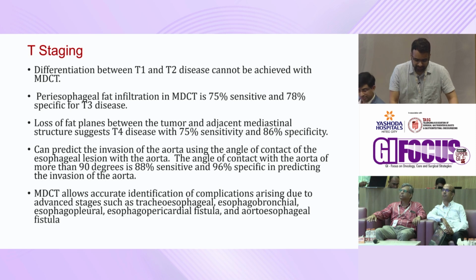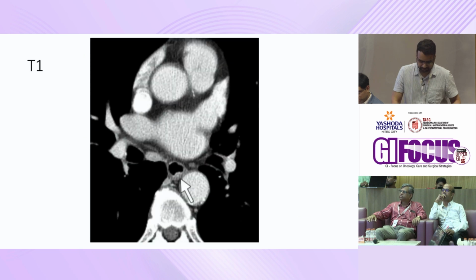One of the drawbacks of CT is that it is difficult to differentiate between T1 and T2 disease. For paraesophageal fat infiltration, the sensitivity is 75% and specificity 78% for T3 disease. And loss of fat plane between the tumor and adjacent mediastinal structures suggests T4 disease, which shows 75% sensitivity and 86% specificity. It can predict invasion of the aorta when the lesion is encircling more than 90 degrees of the aorta. And CT allows accurate identification of complications like fistulas of the esophagus with the surrounding structures.